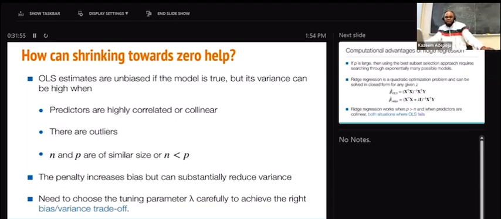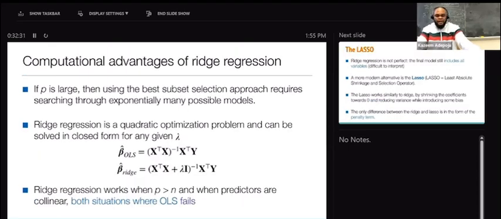The penalty will actually increase bias in a way, but it's going to bring the variance down. Does that make sense? Why is it going to induce bias? Because it's eliminating variables. And if you have few variables in your model, there's going to be bias if you have eliminated some variables. And that is why we need to choose a tuning parameter. With the tuning parameter, we can balance the situation between the bias and the variance.